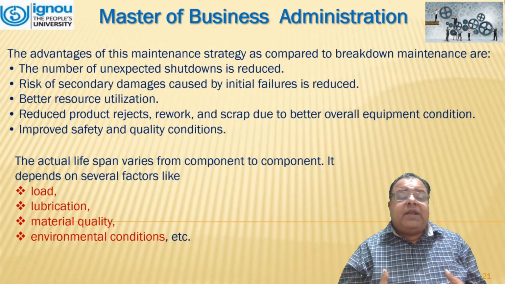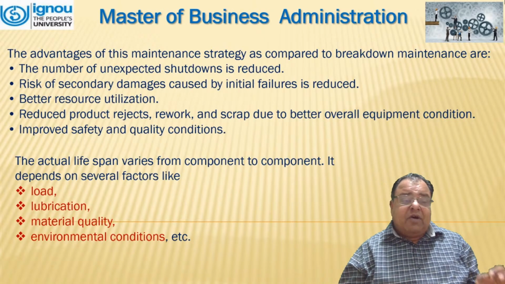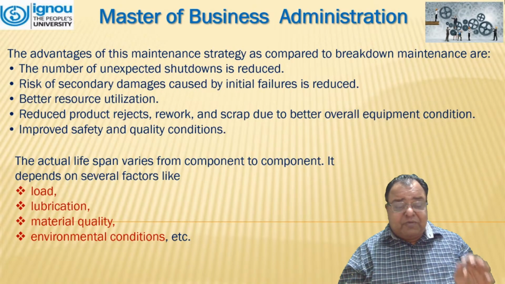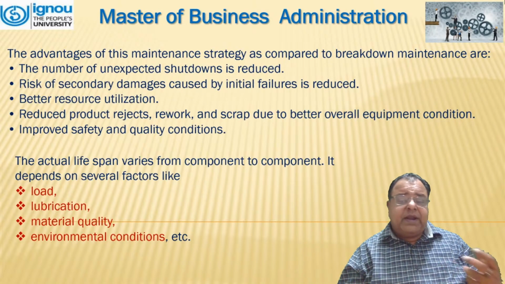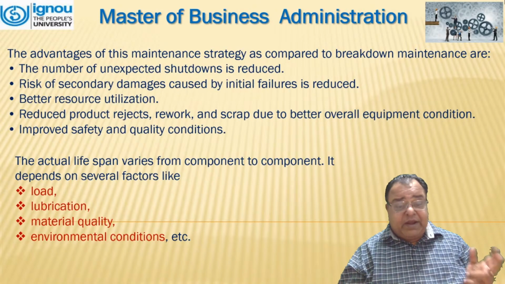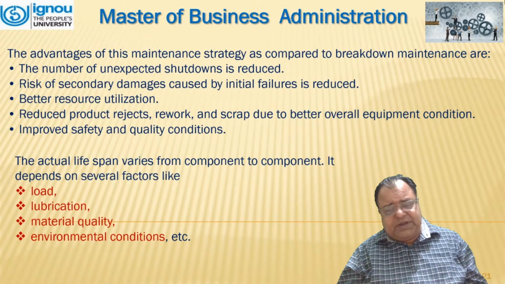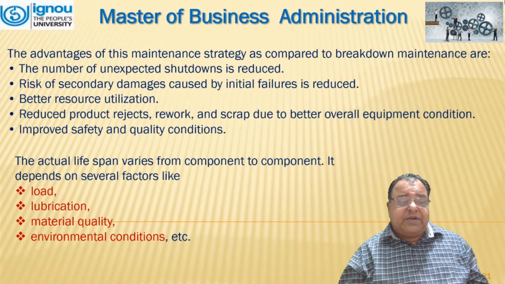The advantages of this maintenance strategy as compared to breakdown maintenance are: the number of unexpected shutdowns is reduced, risk of secondary damages caused by initial failure is reduced, better resource utilization is there, and reduced product rejects, rework, and scrap due to better overall equipment conditions and improved safety and quality conditions. The actual lifespan varies from component to component, machine to machine. It depends on several factors like load, lubrication, material quality, environmental conditions, etc.